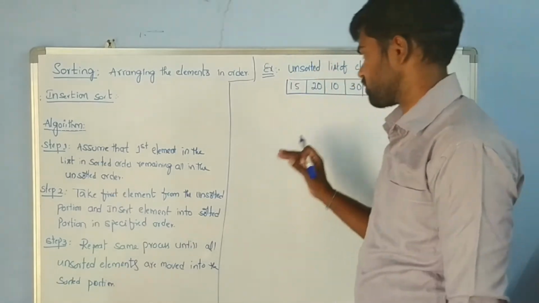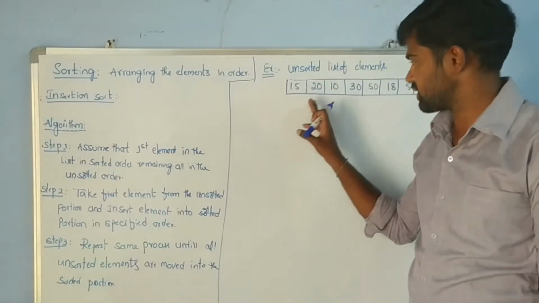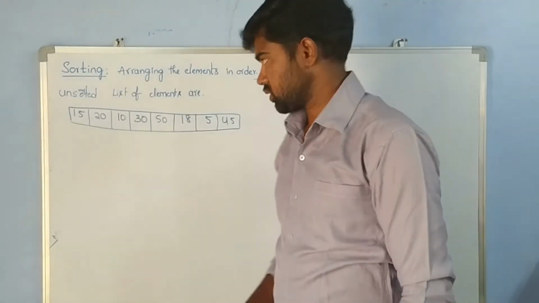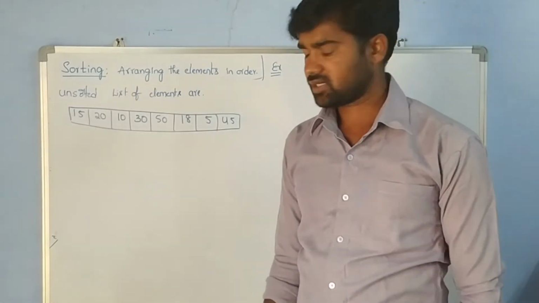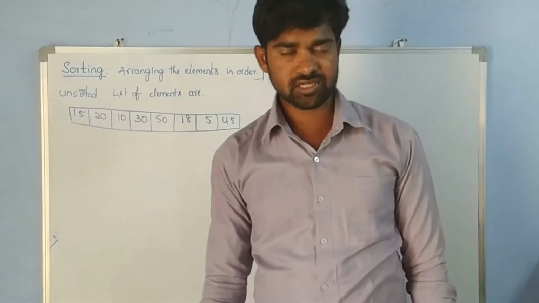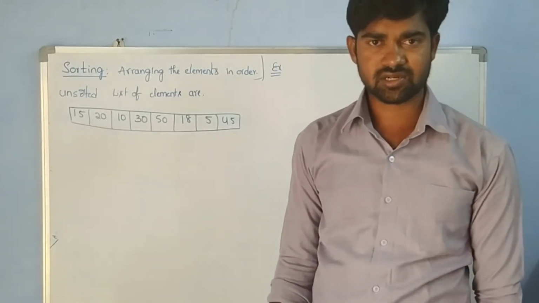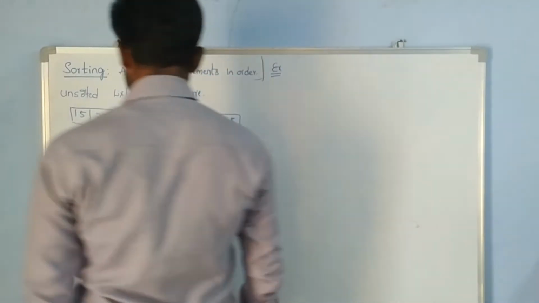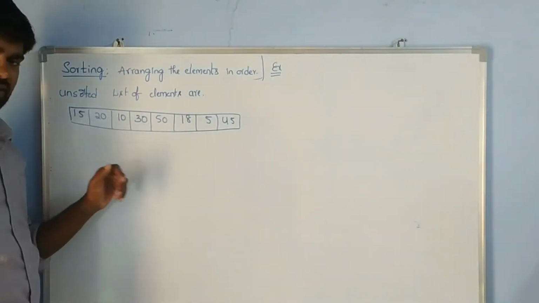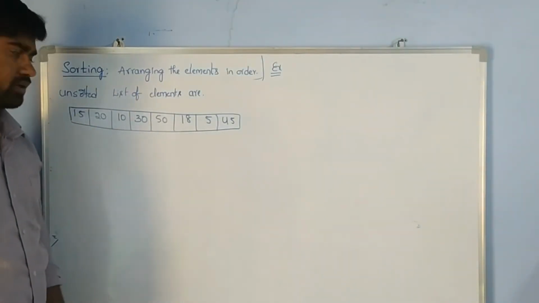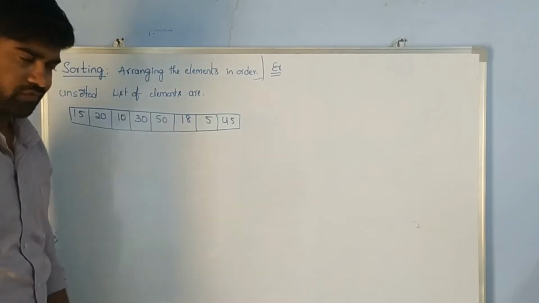Let me have an example. These are the list of elements which are in unsorted order. Now we need to perform the insertion sort to arrange the elements in sorted order. Consider these are the elements we have: 15, 20, 10, 30, 15, 18, 5 and 45.